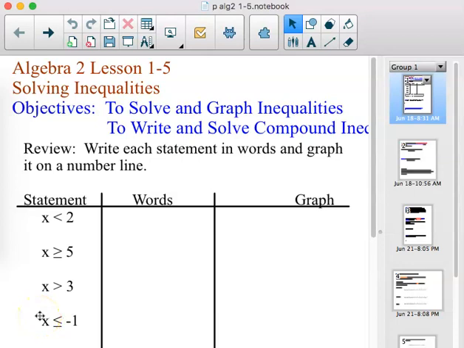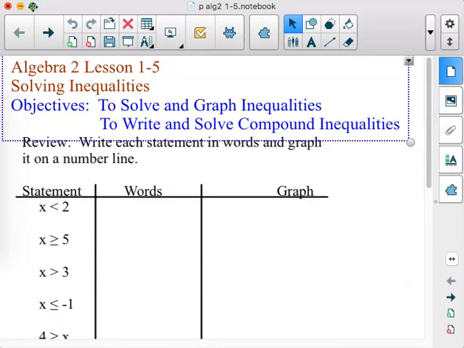So the first objective, solving graph inequalities, that one has been hit really hard in day one. Today we're going to talk about something called compound inequalities.